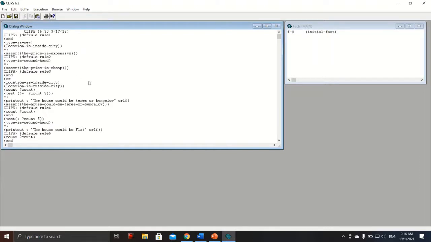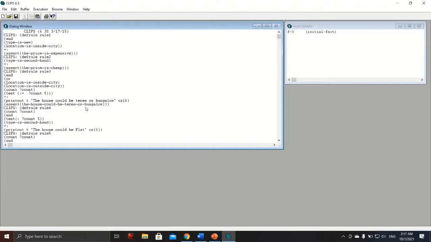And the third rule is that it will see if the location is inside the city or outside the city, and it will check if the count is more than or equal to 5. Then it will print out that the house could be terrace or bungalow.